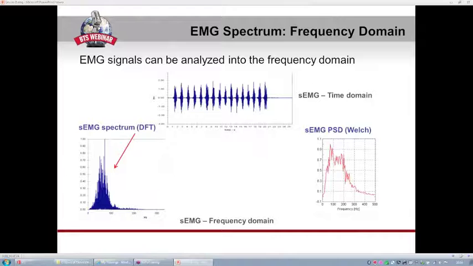Exactly the same holds for the EMG signal, which is composed by the superimposition of the different electrical signals coming from the different muscle motor units at the same time. To investigate the surface EMG signal, it's typical to also perform a frequency domain analysis. For example, the discrete Fourier transform or the Welch method are common algorithms widely used to compute the EMG spectrum or the power density spectrum.